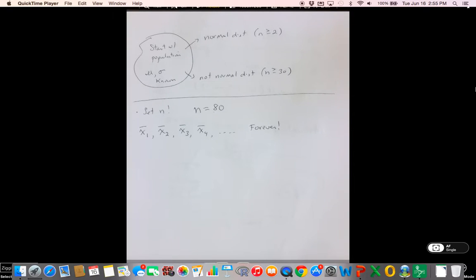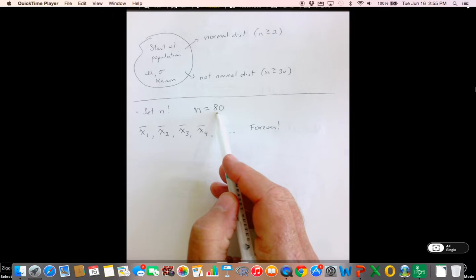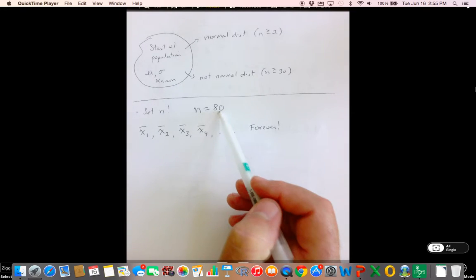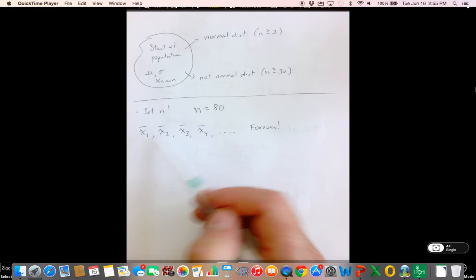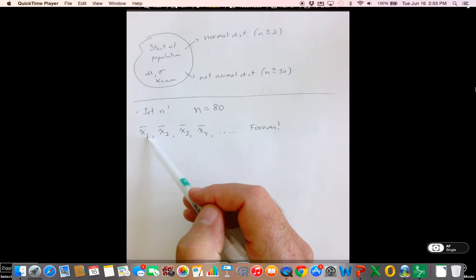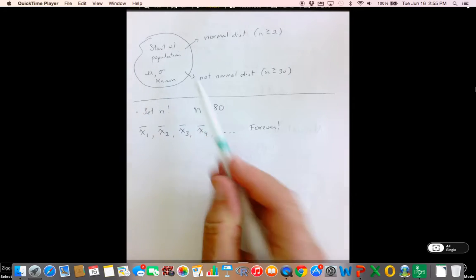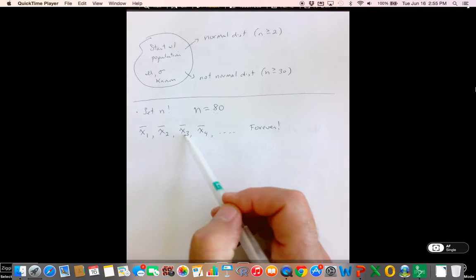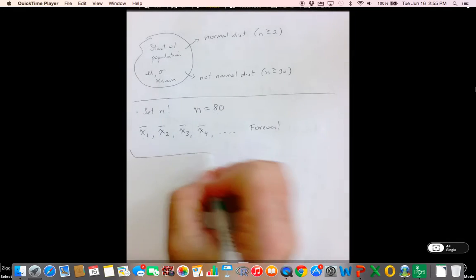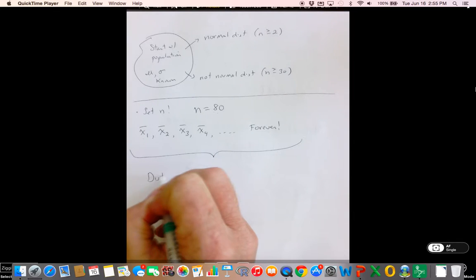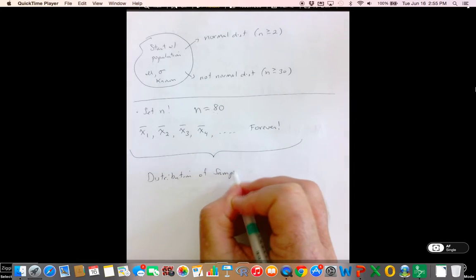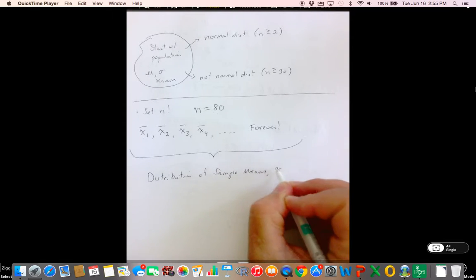So imagine you start out with the population, you set your sample size, you go into your population and pull out in this case 80 measurements. You add them all up, divide by 80, and you get your first sample mean. That's what that 1 stands for there, just the first one. You go in, get 80 more observations, measurements from your population, selected randomly. You add them all up, divide by 80, you get your second sample mean of size 80. Do that again and again and again. Guys, this is called the distribution of sample means, X bar.